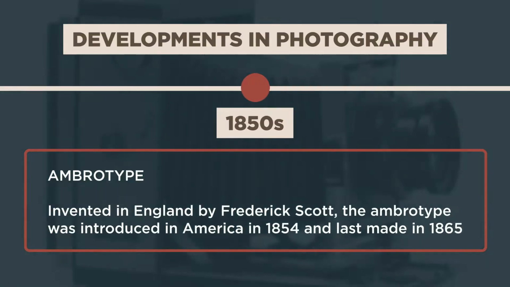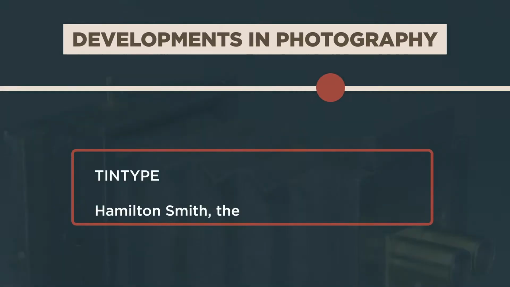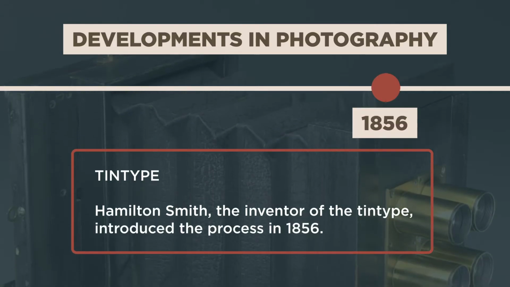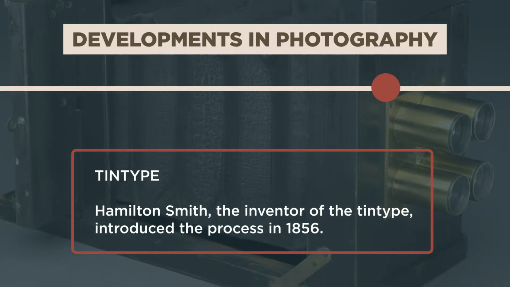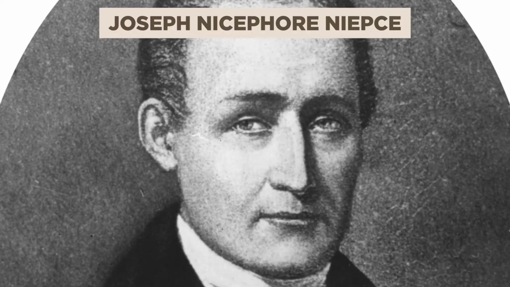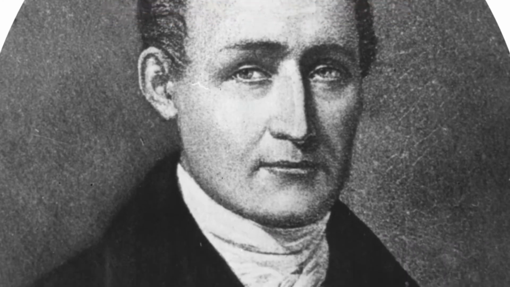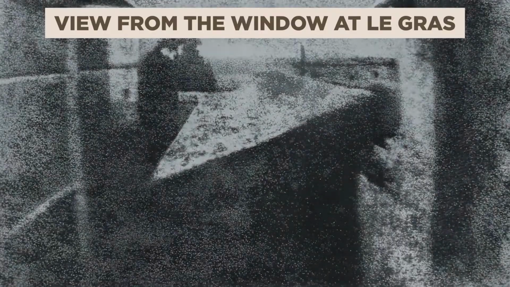11 years later, the ambrotype was invented in England by Frederick Scott and introduced in 1850. The tintype by Hamilton Smith was created in 1856. It is a photograph made by creating a direct positive on a thin sheet of metal coated with emulsion, and it uses the metal as support for the photographic emulsion. The photograph taken by Joseph Niepce sets the start of using photography as a new way of delivering media and information during the 1820s and until now.